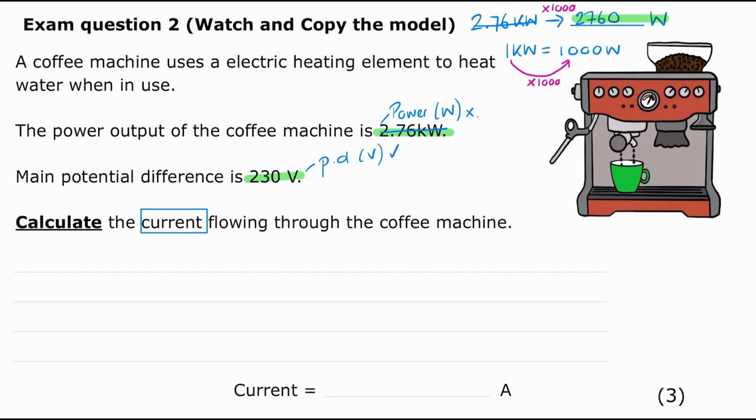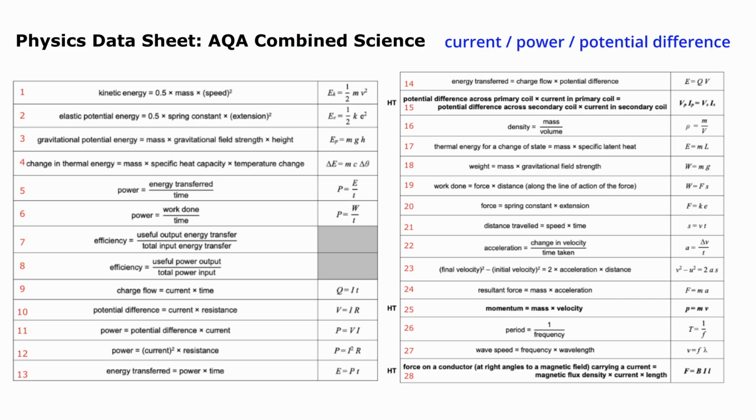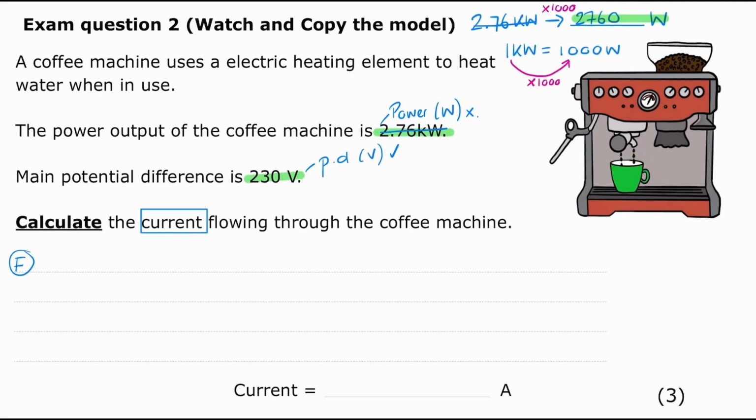Now we're ready to apply the FIFA method to guide us in solving the rest of this question. Let's start with F, the formula. We need to find the equation that links power, potential difference, and current. So let's turn to the physics datasheet and locate the correct formula. The formula that we need is power equals current multiplied by potential difference.